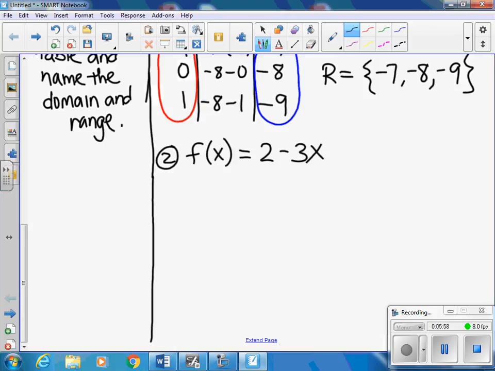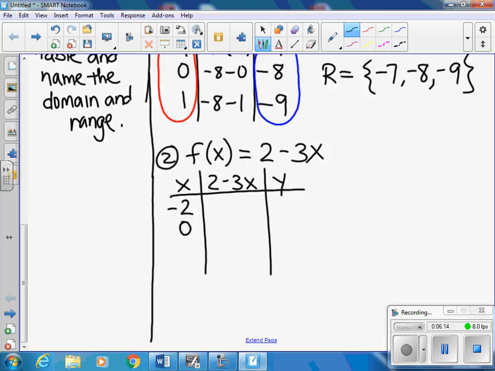So our function is f of x equals 2 minus 3x, or if you prefer, y equals 2 minus 3x. In our table, we're going to have 2 minus 3x in the middle, and our x and our y part. For the x values, you are given -2, 0, +3, and +4. You can't change those. You have to use them because they were given to you. So now let's plug in those 4 numbers and see what we get as a y value.